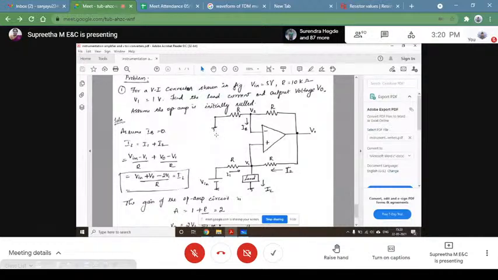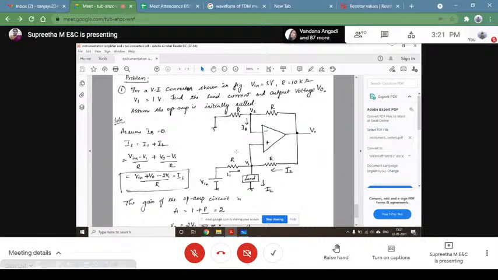So this is your V2I converter with grounded load. Again, you can use the formula directly, or we can take IL is equal to I1 plus I2 and solve for this expression for load current.